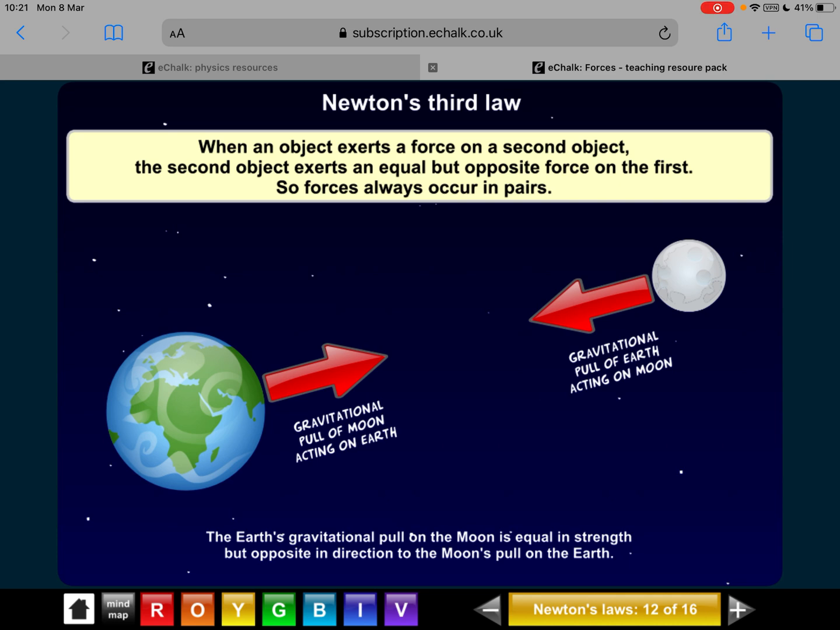but at the same time the Moon is pulling the Earth towards it with its gravitational force. We know this is a real thing because of the movement of the tides. The tides are caused by the gravitational pull of the Moon acting on the Earth. So while Earth is pulling the Moon towards it with its gravitational force, the Moon is pulling the Earth towards it using its gravitational force.